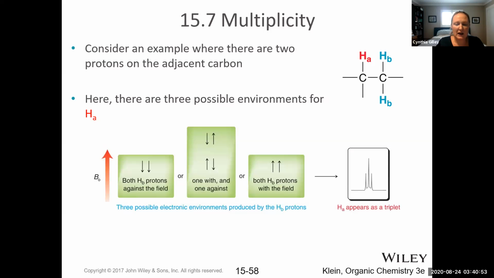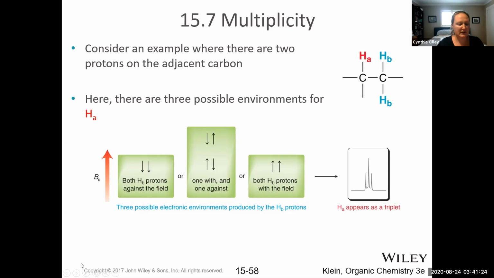Let's think about what would cause a triplet. A triplet is caused when there are 2 equivalent neighbors on a carbon next door, also known as an adjacent carbon. So we're still looking at the signal for HA, but now there are 2 neighbors, 2 HBs. Each one can be aligned against or with the external magnetic field, when the external magnetic field is applied to the molecule.